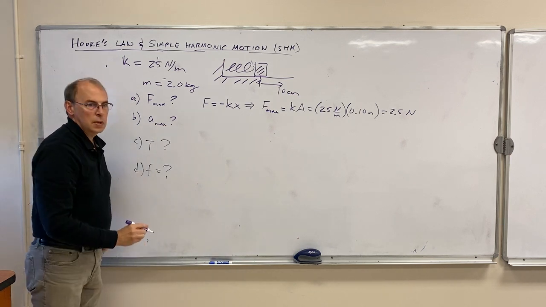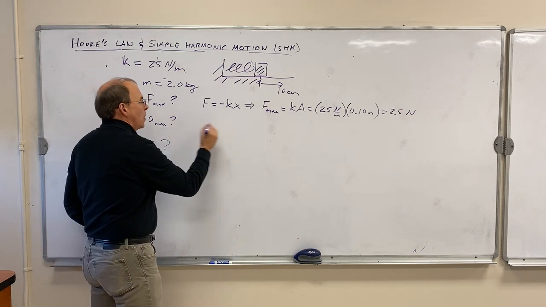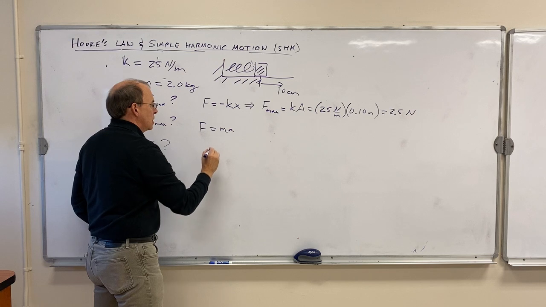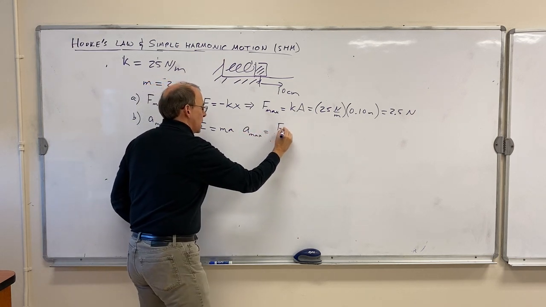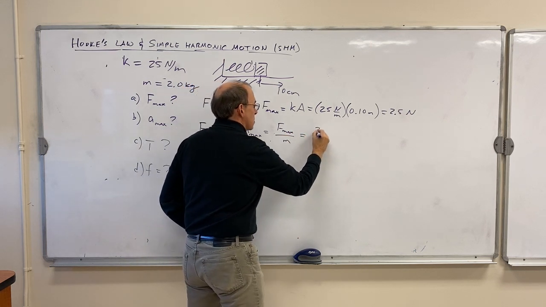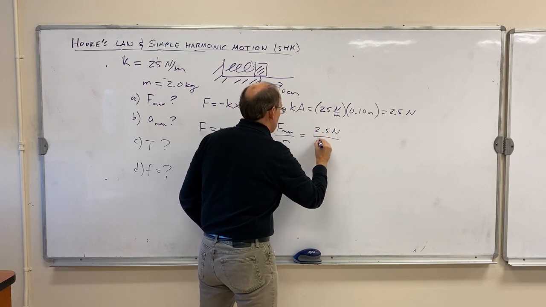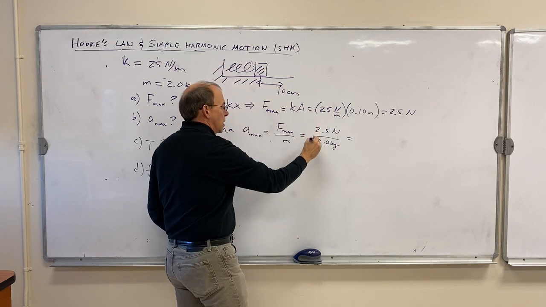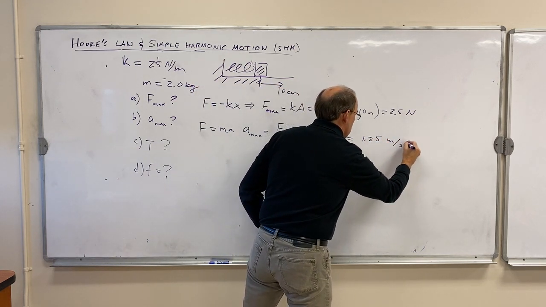A max. Haven't really mentioned that. Where does acceleration come in? Well, I now know F max, and I know F equals ma. So a max will be F max over m. So 2.5 newtons over 2 kilograms. So that's 1.25 meters per second squared.